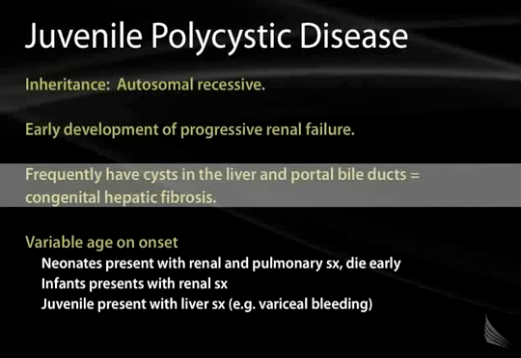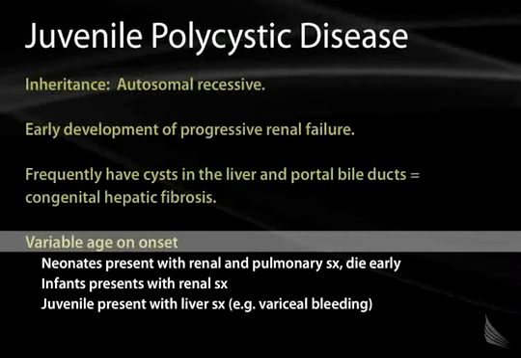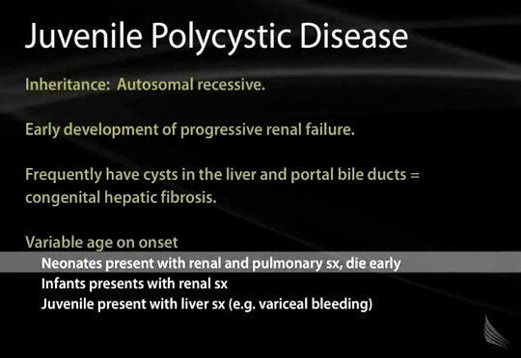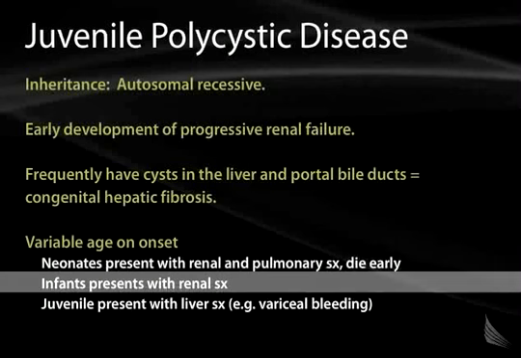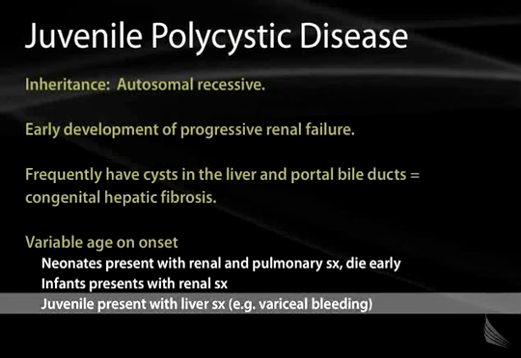Like the adult form, they also can develop cysts in the liver and in the portal bile ducts, and this leads to congenital hepatic fibrosis. Now, the onset of this disease is variable. Neonates who present with this disease will have both renal and pulmonary symptoms and often die very early in life. Infants will present with renal symptoms alone, and juveniles, when it presents later in adolescence, they often will present with liver symptoms alone, leading to hepatic failure and variceal bleeding and so on and so forth.